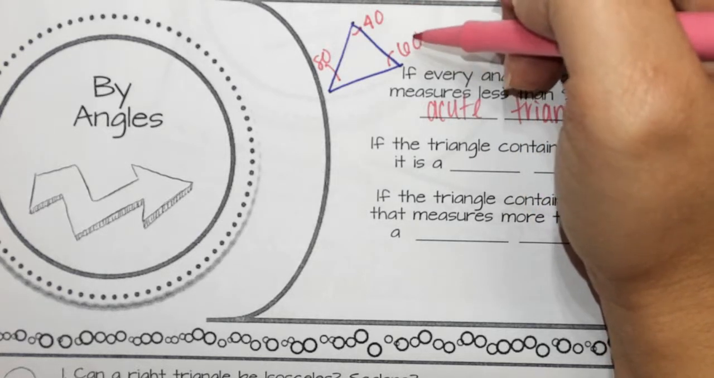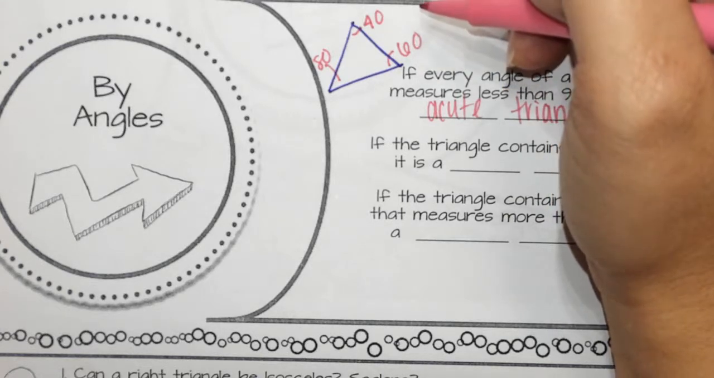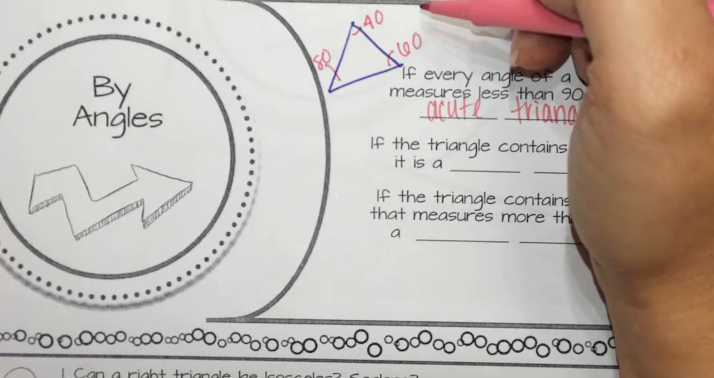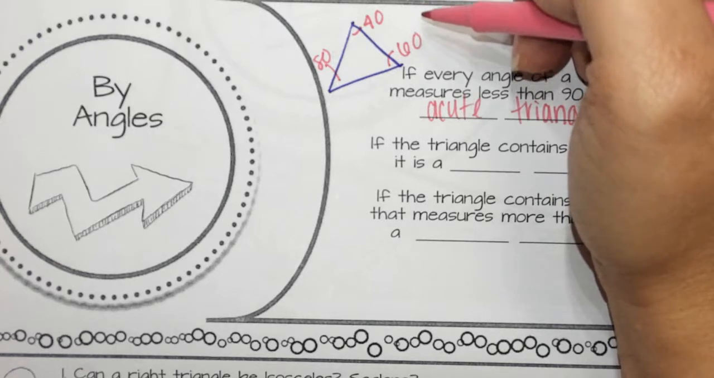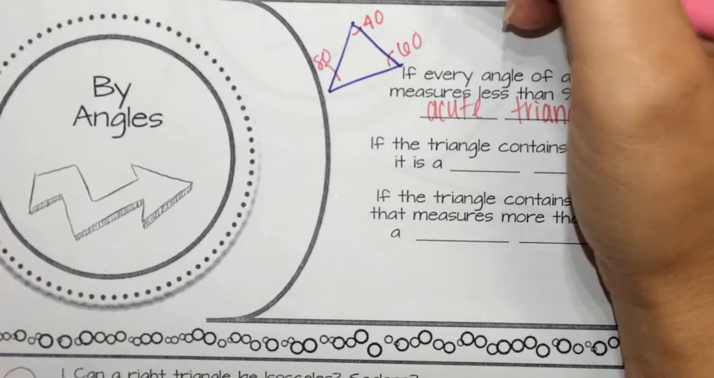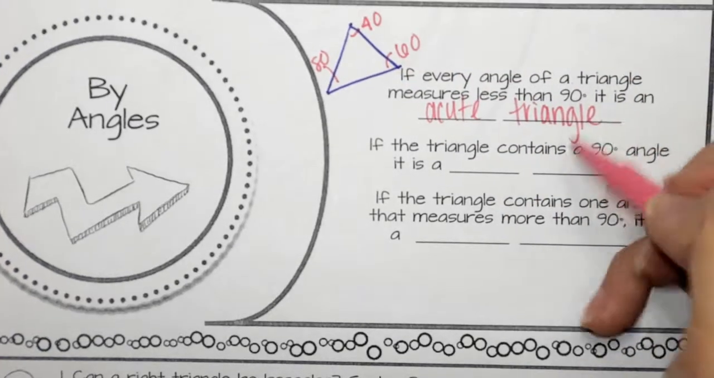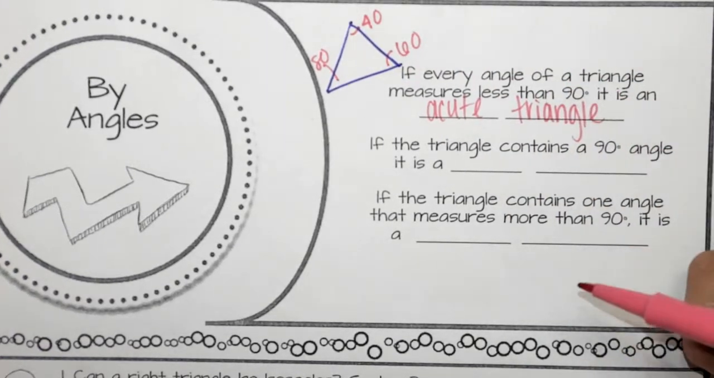It's 100. You said 40 plus 60. It's 100. Thank you so much. And then plus 80 is 180. So this is an acute triangle because every angle is less than 90.